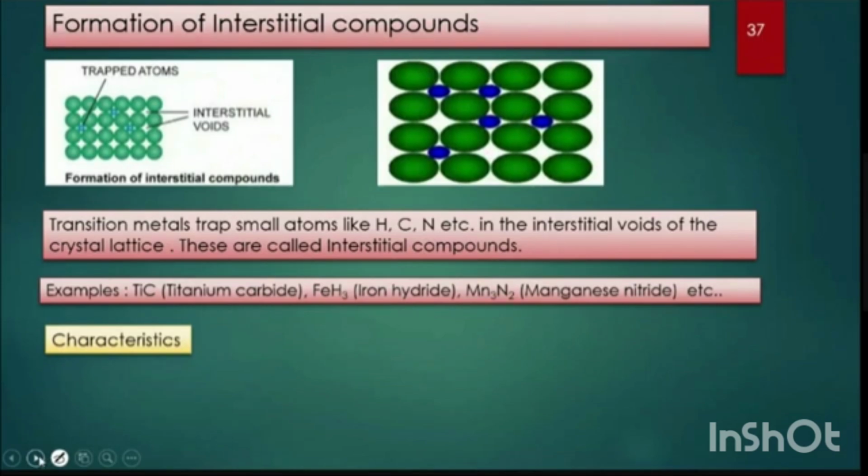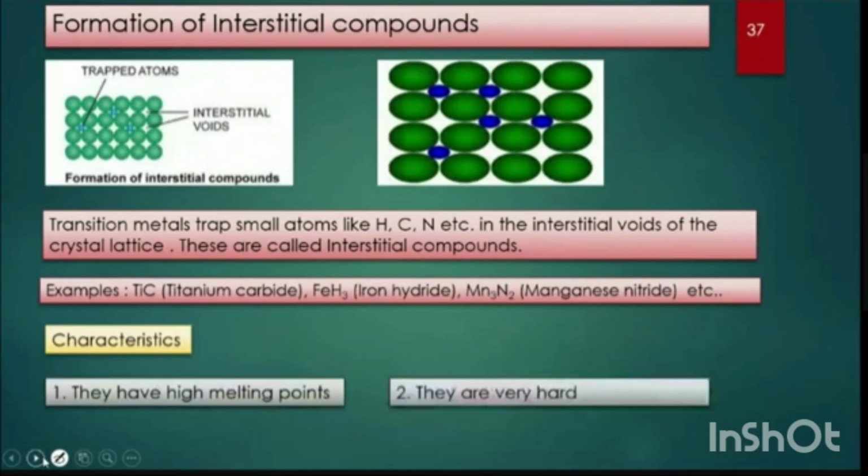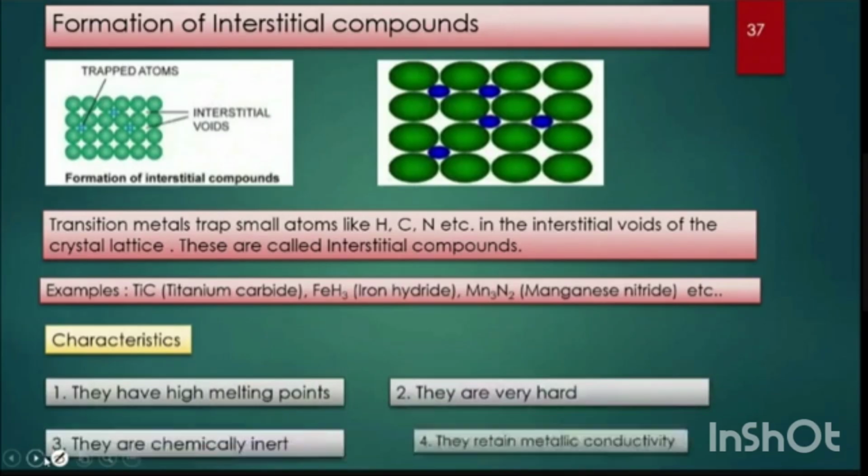Then what are the characteristics of these interstitial compounds? They possess four important characteristics. They have a high melting point. They are very hard in nature. They are chemically inert, and lastly, they retain metallic conductivity. Even after trapping the small atoms in their interstitial voids, they retain their metallic conductivity. In this topic, you will get a 2 marks question like: what are interstitial compounds? Give an example. So you need to write the definition with an example.